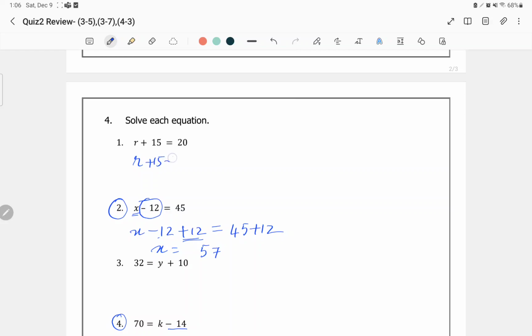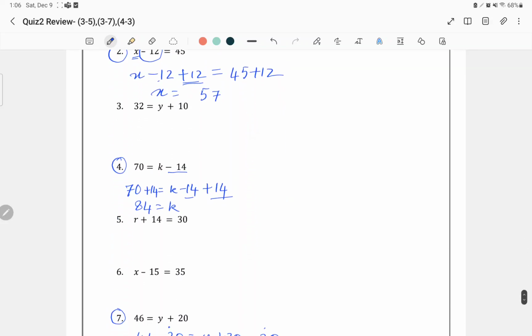Last one. You have r plus 15 minus 15 equals 20 minus 15. I use the subtraction property of equality by applying negative 15 to the left and right hand side, and because I have positive 15, negative 15, they become 0. So my r will be 20 minus 15 is 5. Here I will have 32 minus 10 equals y plus 10 minus 10. So 32 minus 10 is 22 equals y.